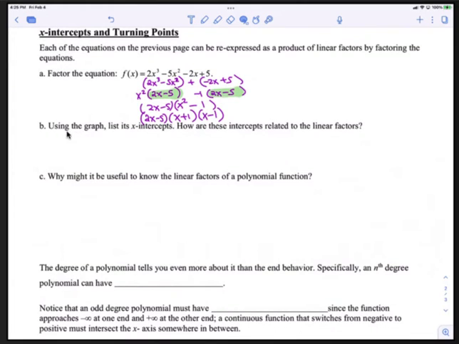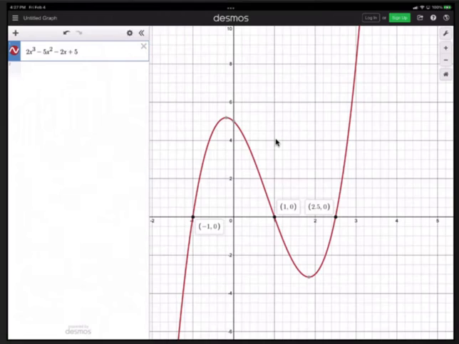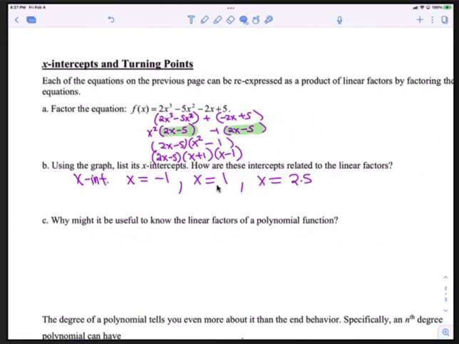All right, part B, using the graph, list its x-intercepts. How are these intercepts related to the linear factors? Well, here is the graph. I've typed in the equation here, and we have 3 x-intercepts. The x-intercept on the far left is negative 1, 0. There's one in the middle at positive 1, 0, and the far right is 2.5, 0. So back on the page, again, those x-intercepts that we found on the graph were x equals negative 1, positive 1, and 2.5.